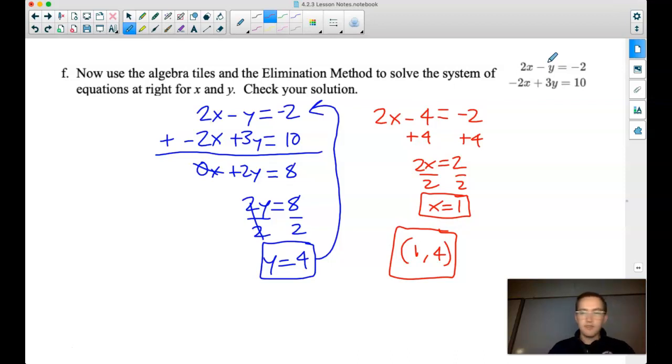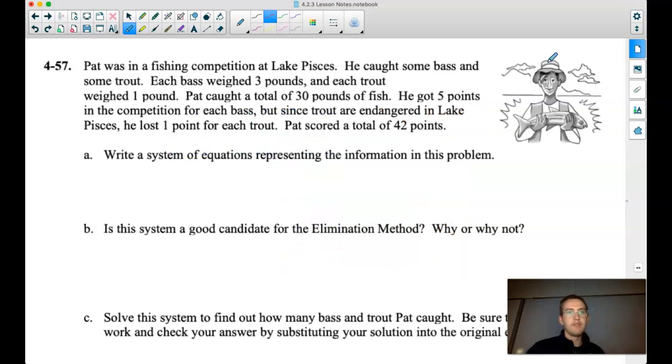Alrighty, so hey, let's go on to 57. 57, we've got Pat's at a fishing competition at Lake Pisces. He caught some bass and some trout. Each bass weighed 3 pounds. Each trout weighed a pound. Pat caught a total of 30 pounds of fish. He got 5 points in the competition for bass. And since trout are endangered in Lake Pisces, he lost a point for every trout that he caught. So he scored a total of 42 points.